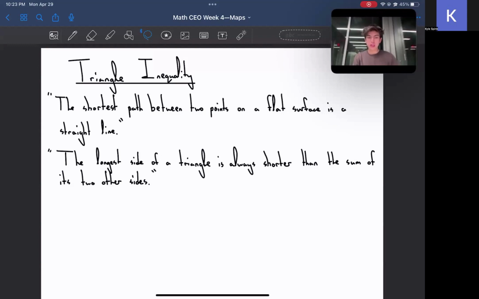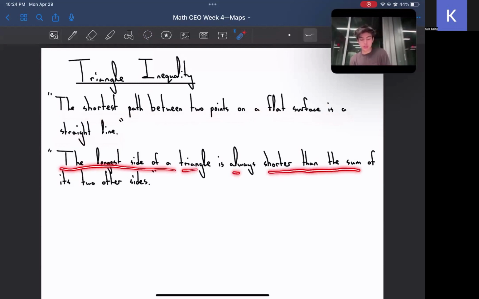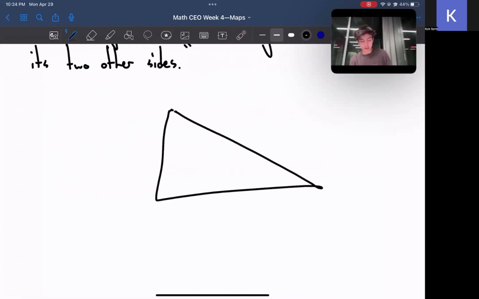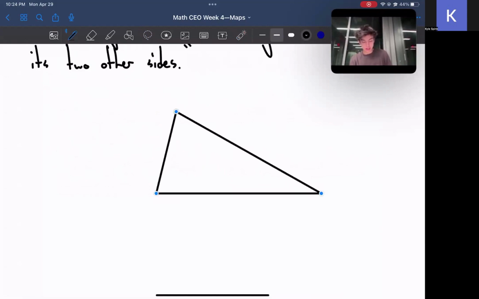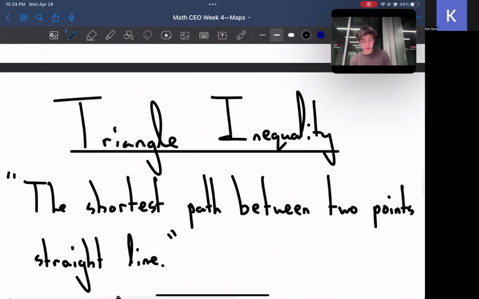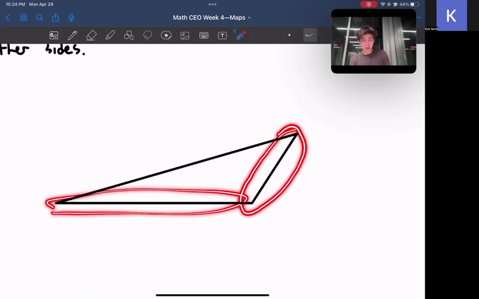Something to keep in mind is that this statement, the shortest path between 2 points on a flat surface is a straight line, is the same exact thing as saying that the longest side of a triangle is always shorter than the sum of its two other sides. If I draw a triangle, it could look like anything. It could look like this, you name it. What the triangle inequality says is that this side length, the longest side length, is always shorter than this side length plus this side length.